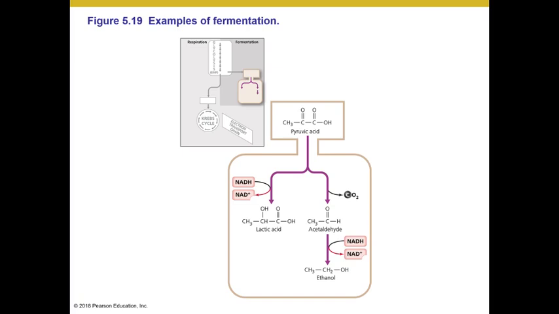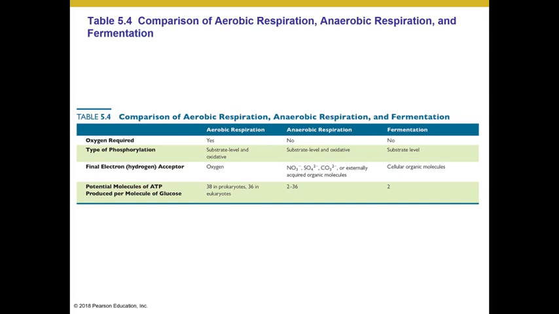NCLEX tip, lactic acid buildup in humans, like in shock, is a warning sign of anaerobic metabolism due to poor oxygen delivery. Let's compare. In aerobic respiration, O2 is the final acceptor and it has high ATP yield. Anaerobic respiration, other molecule as final acceptor with moderate ATP yield. Fermentation, organic molecule as final acceptor, low ATP yield. For nurses, this explains why certain infections, anaerobes, grow slowly.